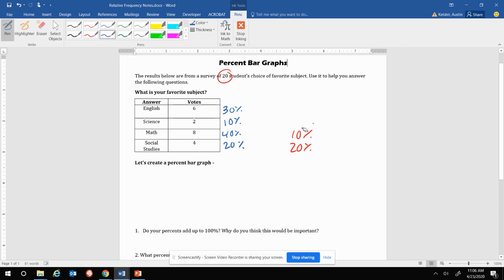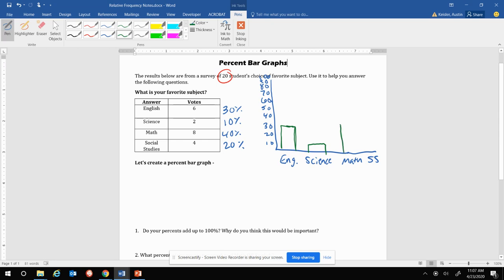So what I'm going to do, we're actually going to make two types of percent bar graphs because there are two different types. The first one I'm going to make is just pretty basic. I'm going to go in the same order they give us. I've got English, I've got science, I've got math, and I'm going to put SS for social studies. And then over here on the left, I'm going to count by 10 since they're all a multiple of 10. So my English bar is 30%. So I'm just going to make my English go up to 30%. My science was 10%. So my bar is going to go to 10. And my math was 40%. So I'm going to take that math up to 40. And then social studies was 20.